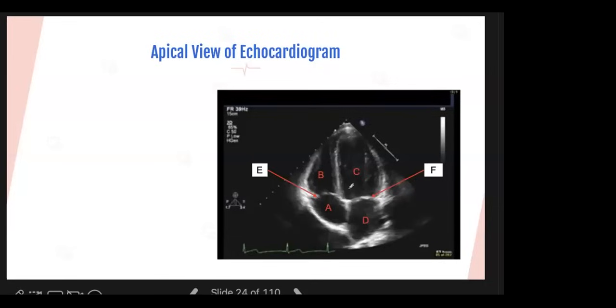Now, just looking at this view, if I told you this is the camera and I'm looking towards this way, what's the view of this? Is this going to be a transthoracic or transesophageal? If I'm looking towards this side, are these the atria or the ventricles? These are the atria. So if I'm looking at the atria, am I in the esophagus or on the chest? You're in the esophagus. Exactly. So a transesophageal is going to look upwards like this. A transthoracic is going to look downwards like this.